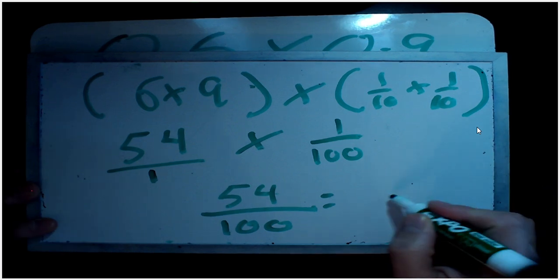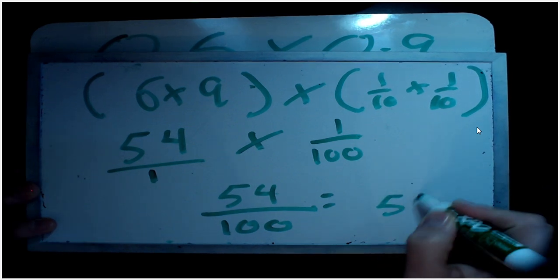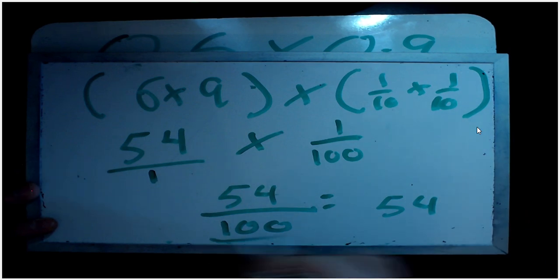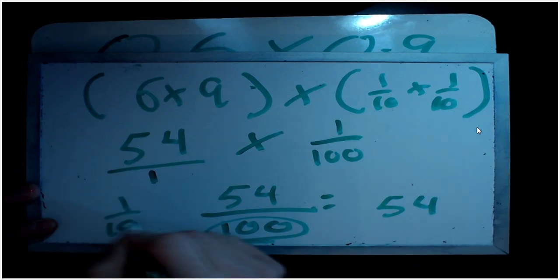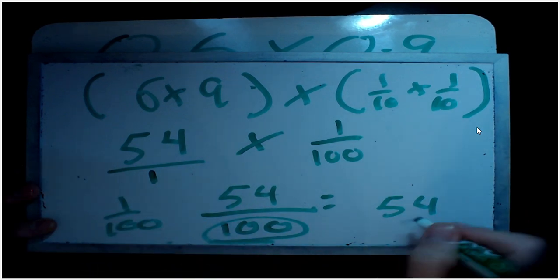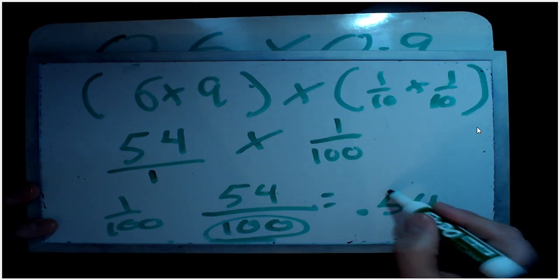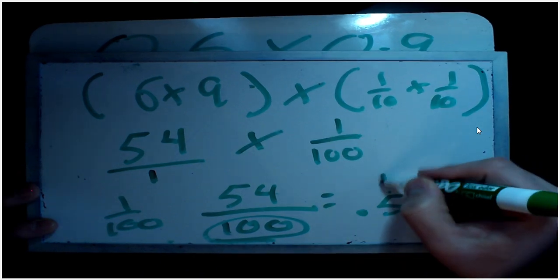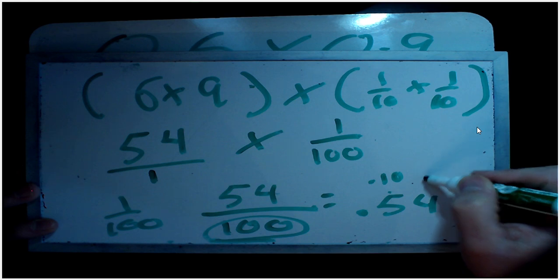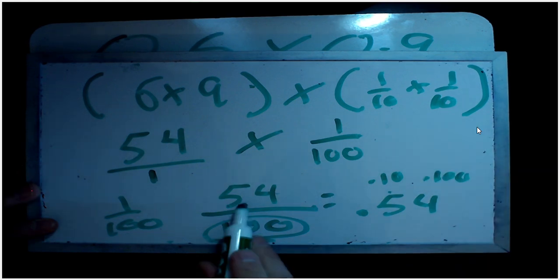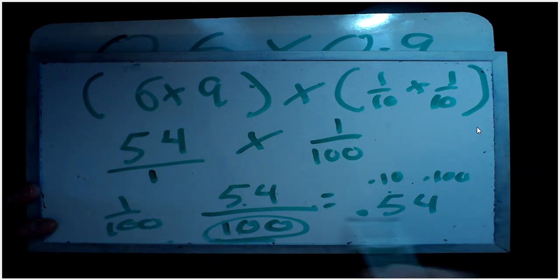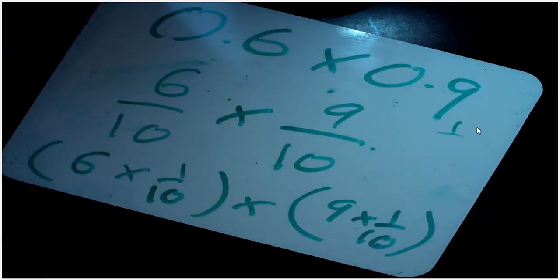Or you can just simply rewrite this, knowing that this is telling me that this is 1 over 100, right? Or this is to the 10th place, 100th place. This would be 0.10, this would be 0.100. 54 out of 100, 54 hundredths is how we would rewrite that. So today, that is one strategy that you can use to help you figure out these patterns.